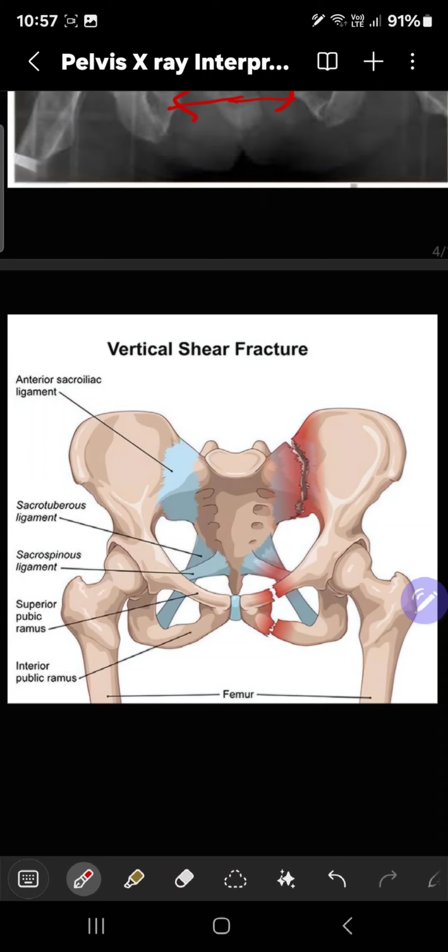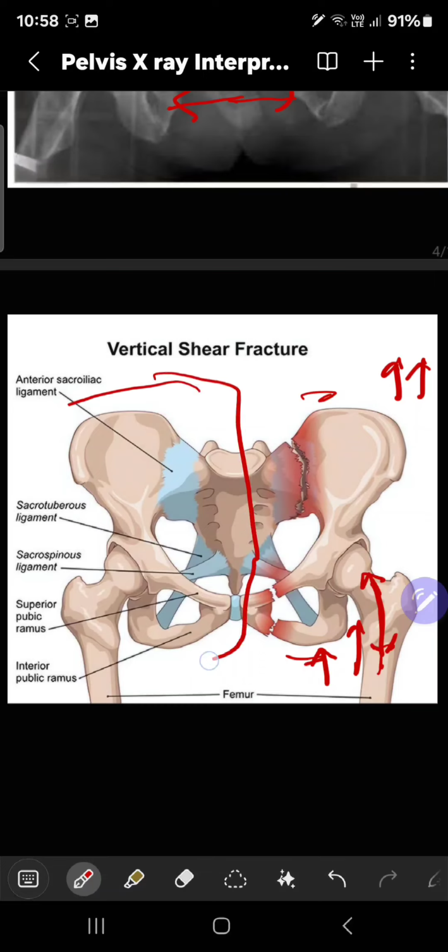Suppose a person falls from a height like 4 to 5 feet or 5 to 6 feet. Suppose he lands on one limb, and the force on whichever leg he lands will be carried through this leg. As you can see, this segment will be pushed upwards, and this part remains stable. That is why it is called vertical shear fracture.